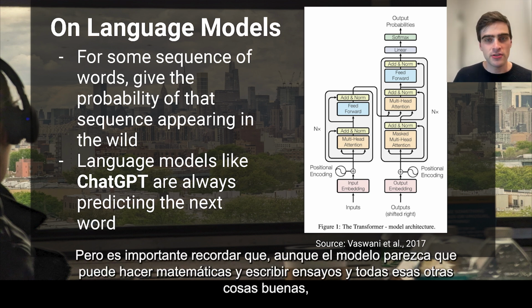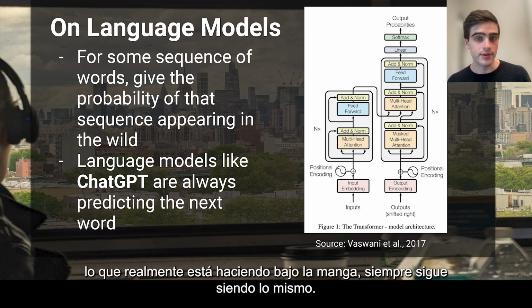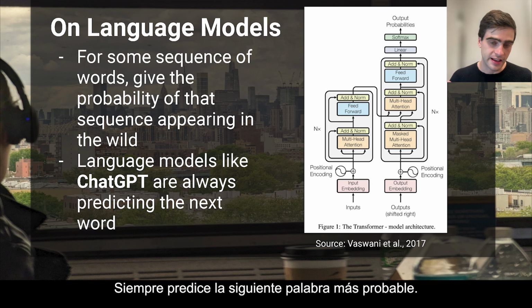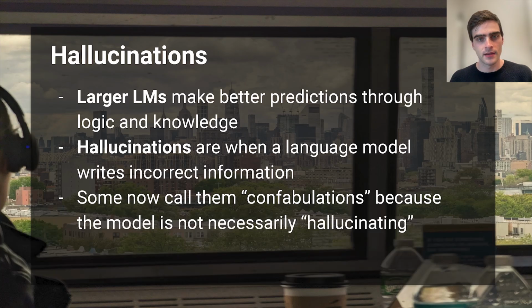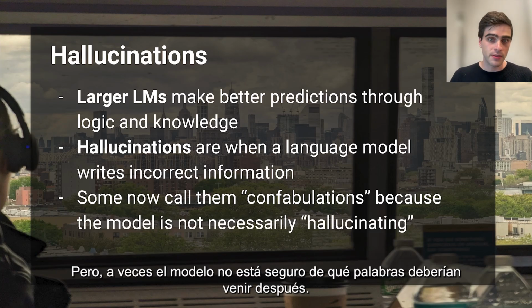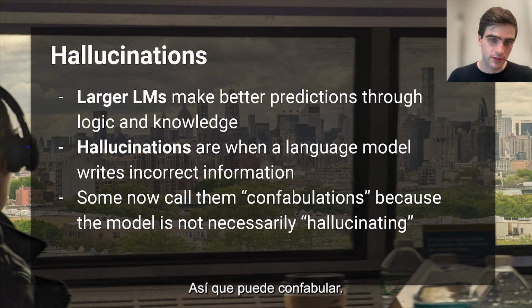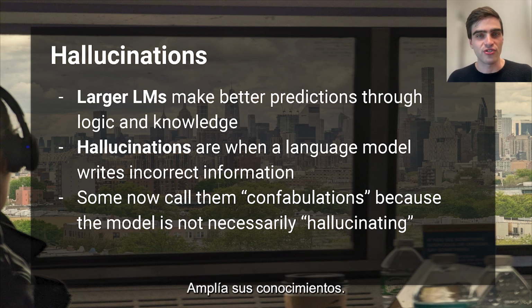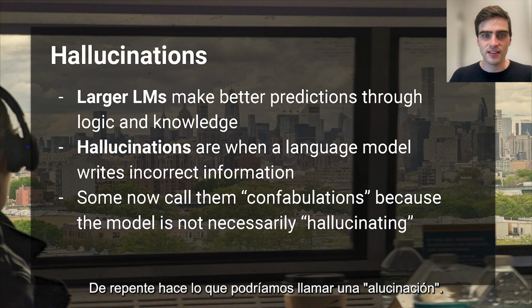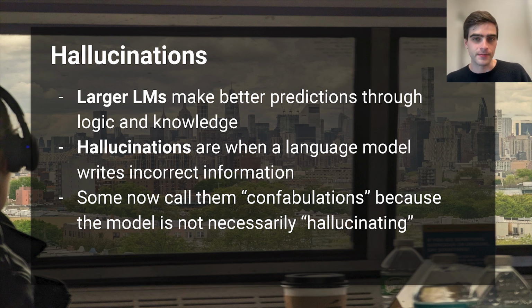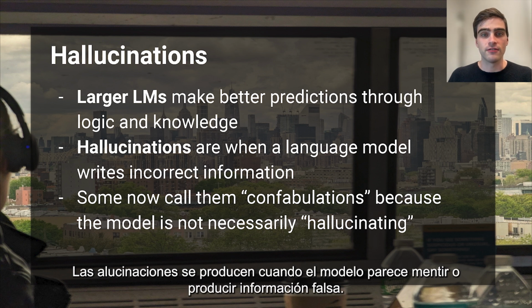But it's important to remember that even if the model seems like it could do math and write essays and all that other good stuff, what it actually is doing underneath the hood always remains the same. It's always predicting the next most likely word. But sometimes the model is unsure what word should come next, so it confabulates, it stretches its knowledge. It suddenly does what we might call a hallucination. It slips. Hallucinations are when the model appears to lie or produce false information.